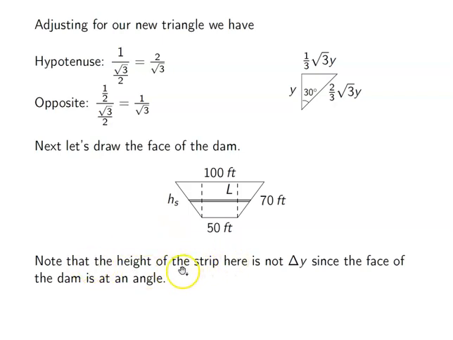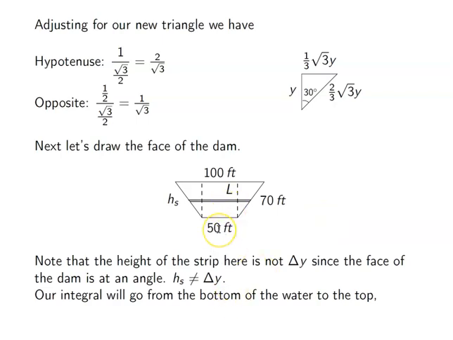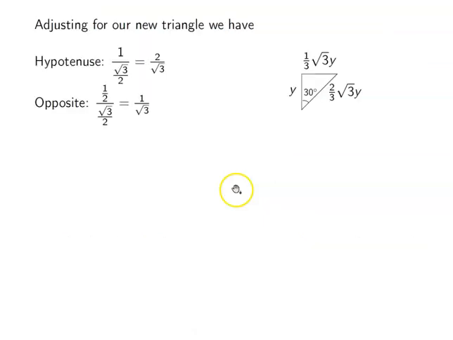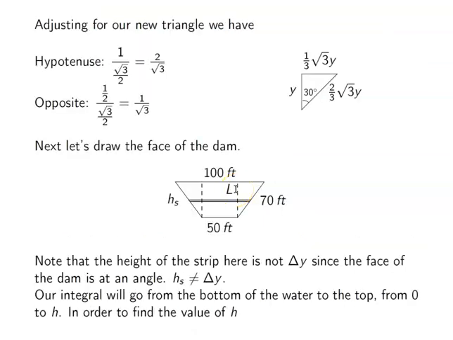So note that the height of the strip here, or the distance of the strip, is not delta y, because it's at a slanted angle. So HS, this length here, is not the same as delta y, because we're looking at the face of the dam. It looks flush and parallel with us. So our integral will go from the bottom of the water to the top of the water, because this is 0 and this is the top of the water. Again, notice that this length delta H is not the same as the distance of the slant inside of delta H, that slice we're going to take. So from 0 to H.